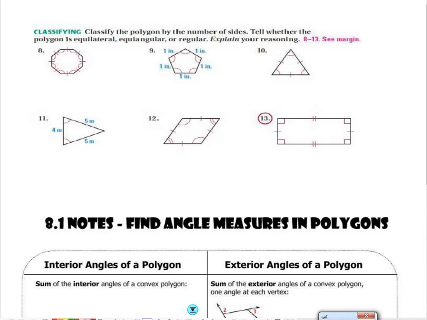So here are 8 through 13, some practice problems. We're going to classify the polygon by their number of sides. Once we do that, we're going to tell whether the polygon is equilateral, equiangular, or regular. If you remember from previous lessons, equilateral means that all the sides are the same measure, equiangular means that all the interior angles have the same measure, and regular means that it's both equilateral and equiangular.